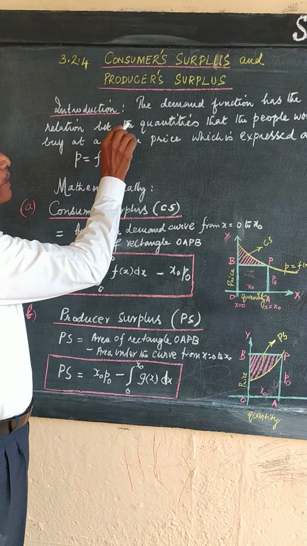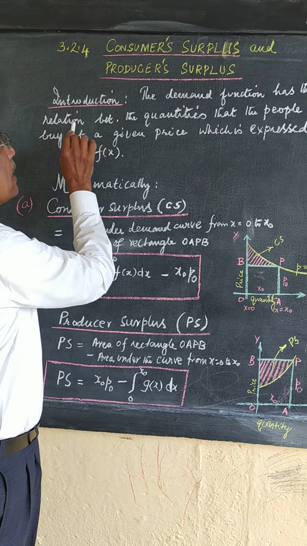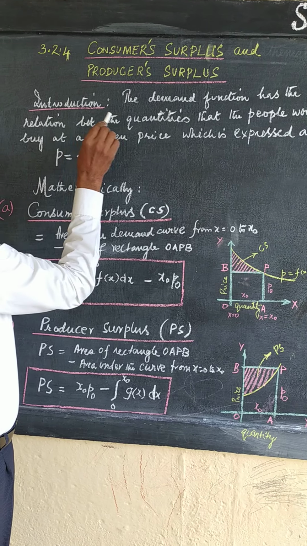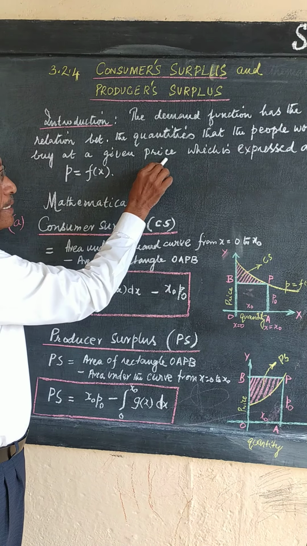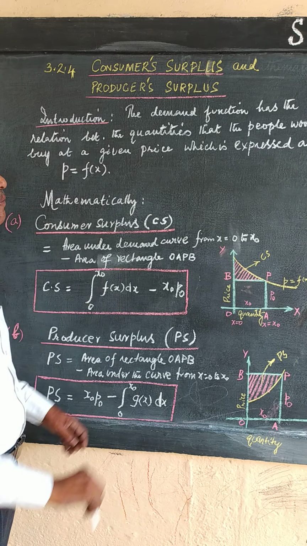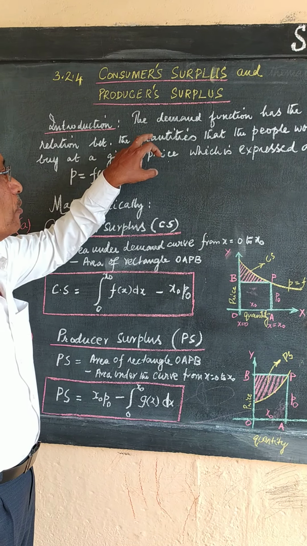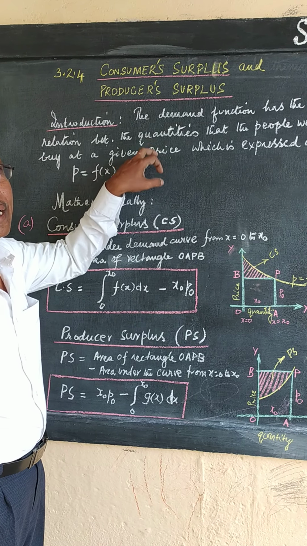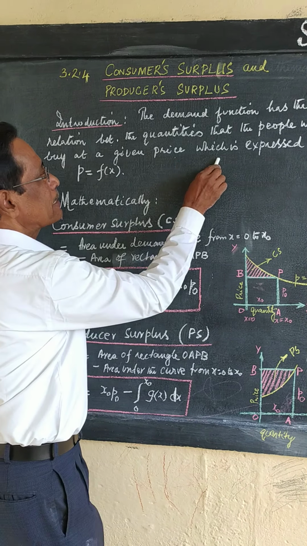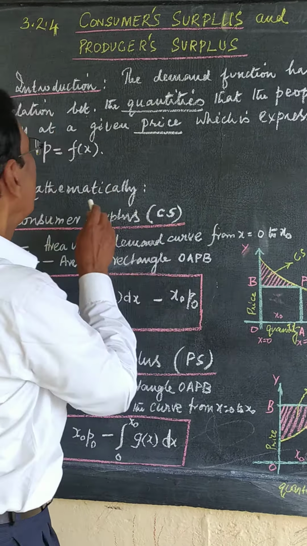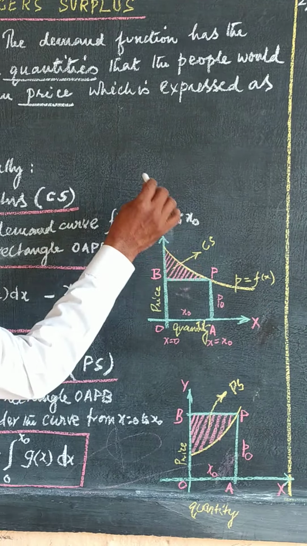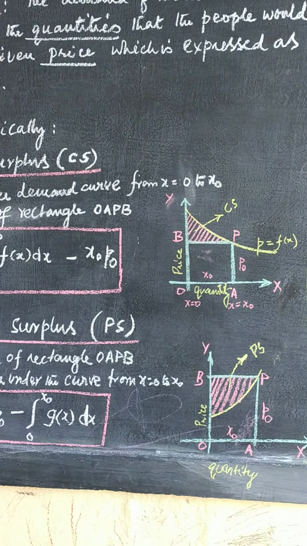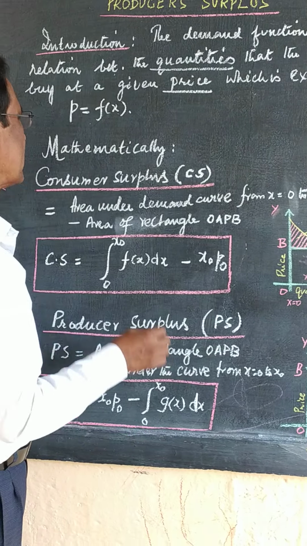Now introduction. The demand function has the relation between the quantities that the people would buy at a given price. Here we always have the connection between quantity and price. That is the relation, which is expressed as P is equal to f of x. That curve is denoted by P is equal to f(x).